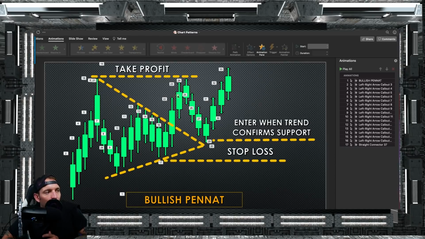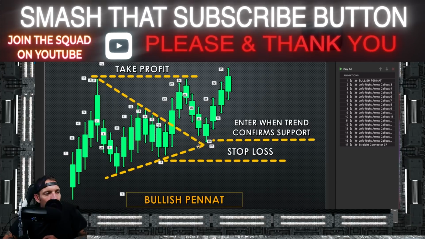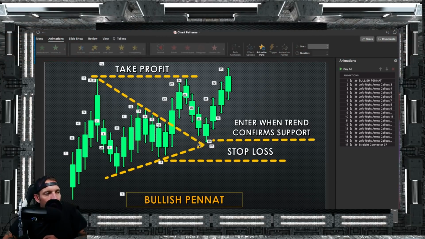We wait for price to break out of the zone, breaks out of the pattern, right? Comes up here, finds a peak, reverses, finds support on this trend line, on the upper trend of the pennant, and then blast off to the upside. This is our entry point.